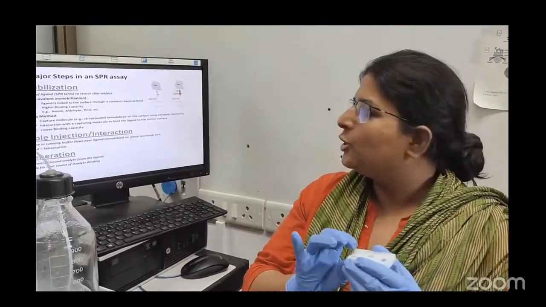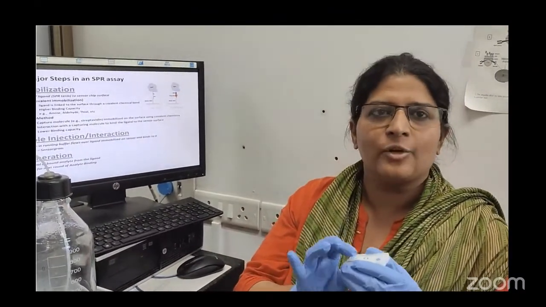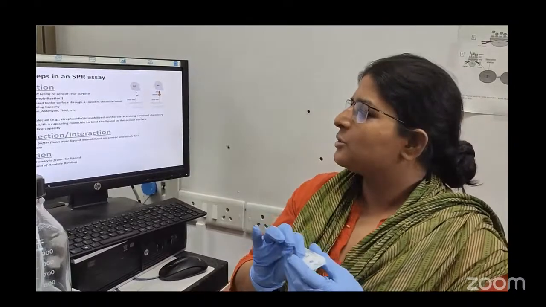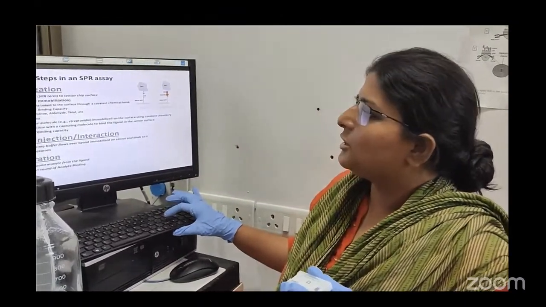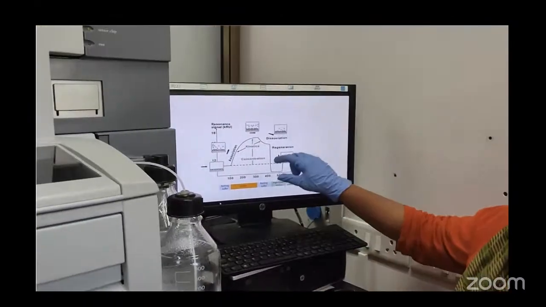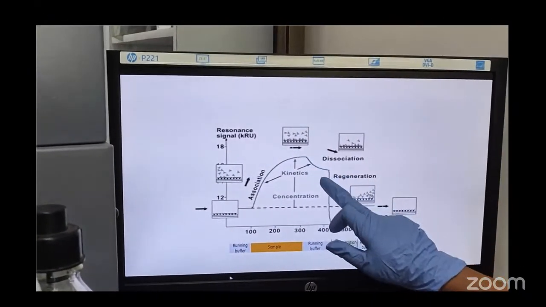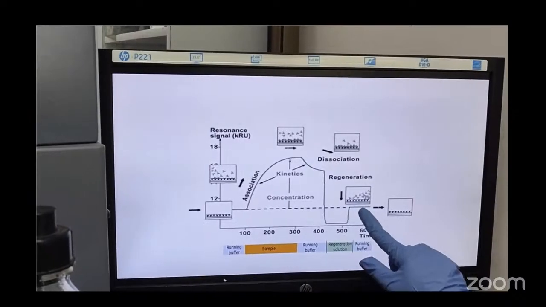So after passing your analyte, if the analyte is not getting completely dissociated, you will need to regenerate the surface. For that, you have to use different regeneration buffers, and you have to optimize that. So after regeneration, you will get the sensogram like this. For example, this is the association, this is the dissociation phase, and here you regenerate.